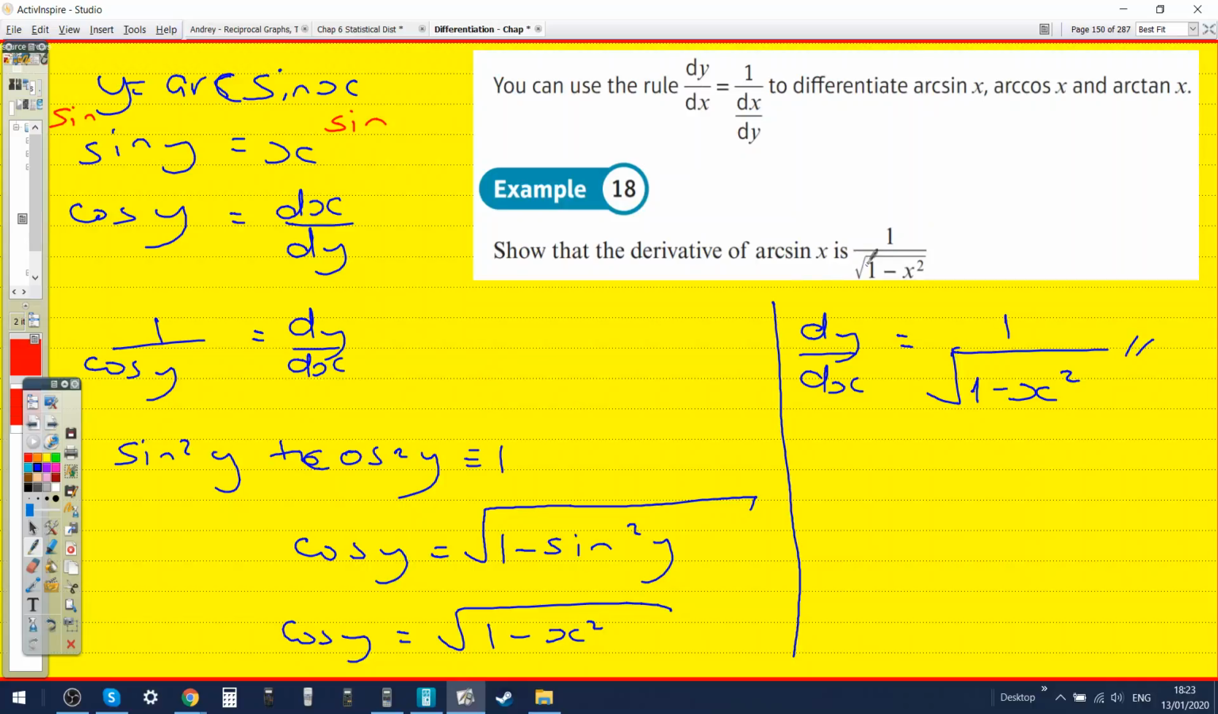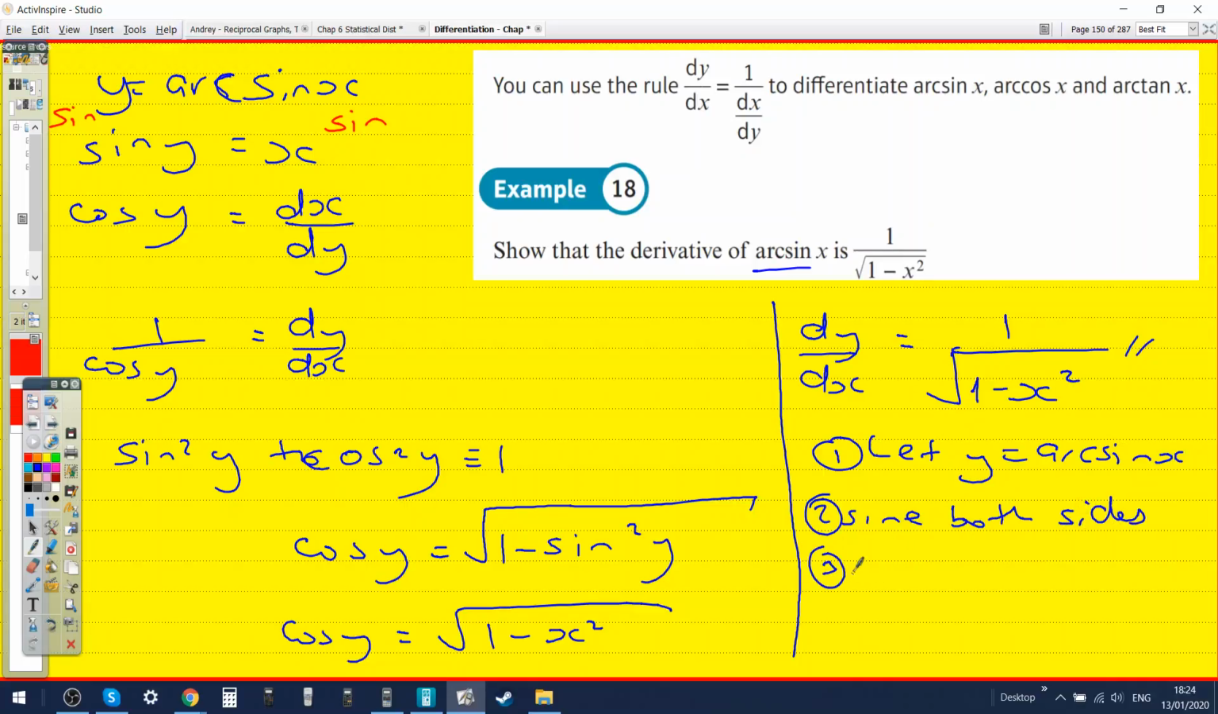So the trick is, let y be equal to arc sine x. Then you sine both sides and you get sine x equals sine y, and then you use that substitution to change all the sine y's into x's. I'd never thought of that. They're clever people who prove this. Any questions there?